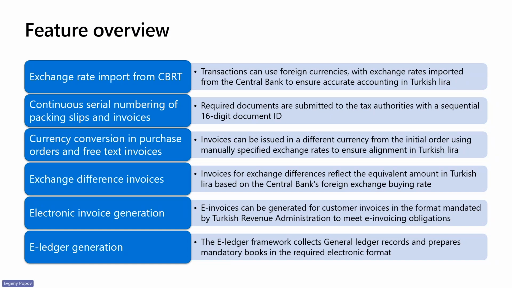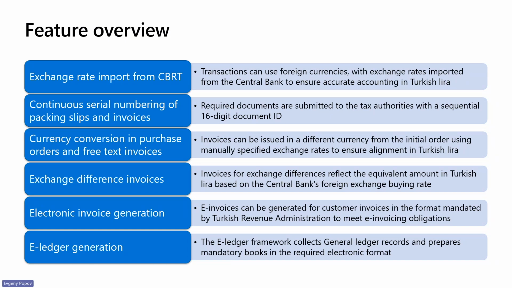The standard functionality of Dynamics 365 Finance allows generating exchange differences when settling open transactions. So for example, when the exchange rate at the time of invoicing differs from the exchange rate at the time of payment. As a result, the amounts in the accounting currency may differ, even if the foreign currency amounts remain the same. In Turkey, companies must issue invoices for such exchange differences. Those invoices must reflect the equivalent amount in Turkish lira based on the foreign exchange buying rate of the Central Bank of Turkey.